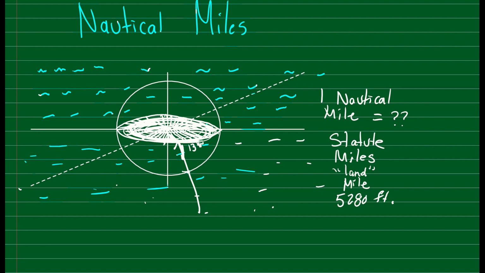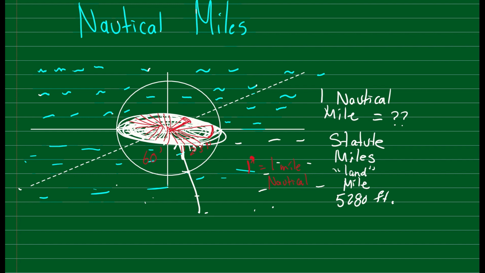So remember, if this is the equator and we cut the equator into tiny little wedges of 1 minute, 2 minutes, 3 minutes, 4 minutes. How many minutes are around the equator? There's 60 minutes, right? So what is a nautical mile? A nautical mile is this distance on the equator of 1 minute. So what is 1 minute? It is 1 nautical mile.